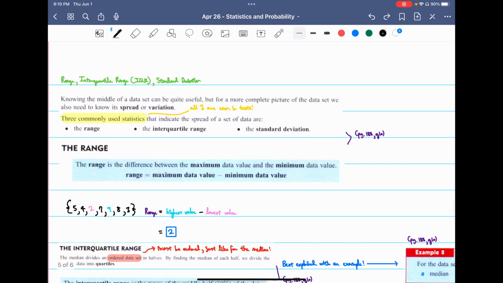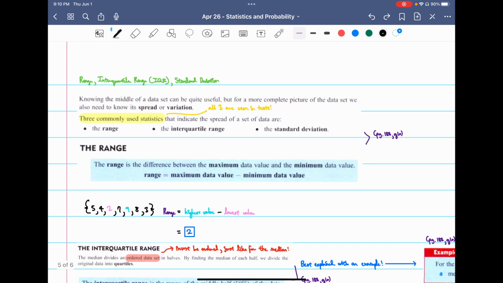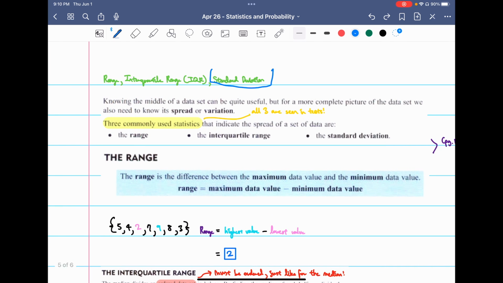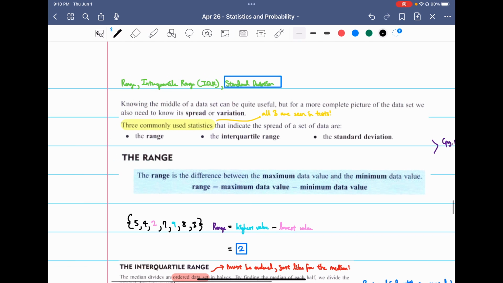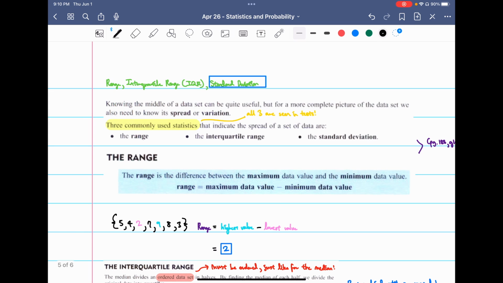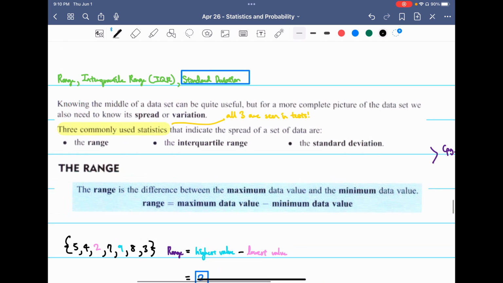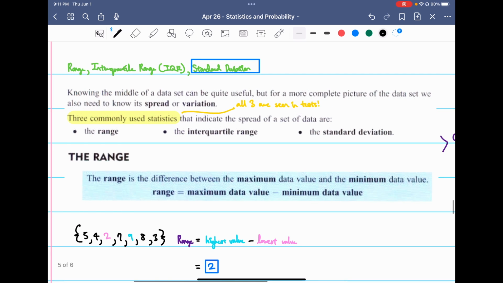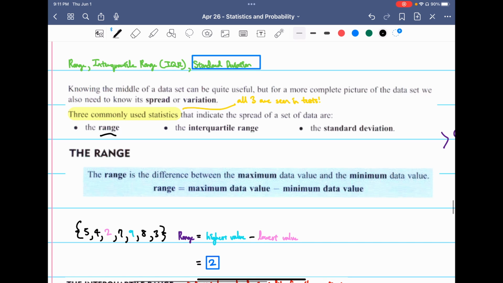Okay, next we have range, interquartile range and standard deviation. Fun fact, this guy is going to come out in DP2 and it's going to drive you nuts if you're going to do AAHL. Yes, anyhow, that's a future statement. And knowing the middle point of the data set can be quite useful, but for a more complete picture of the data set, we also need to know its spread or variation. So 3 commonly used statistics that indicate the spread of the data sets are range, interquartile range, and standard deviation.